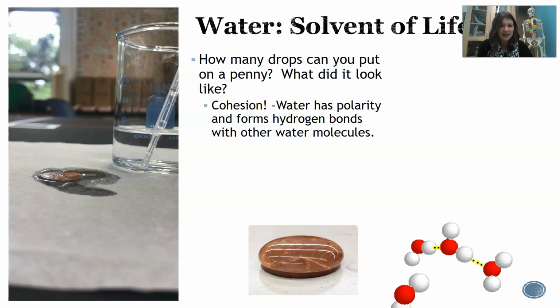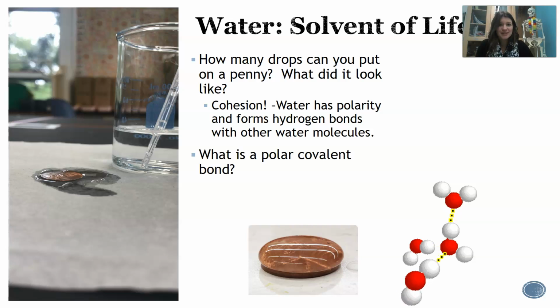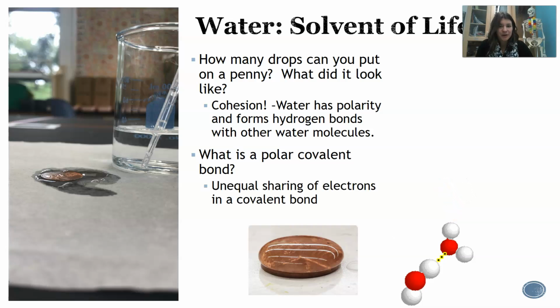So what does this look like? You can see down at the bottom, there's this animation. The little yellow dotted lines are hydrogen bonds. The reason water can form hydrogen bonds is because water has polar covalent bonds. And what is a polar covalent bond? This is an unequal sharing of electrons in a covalent bond.